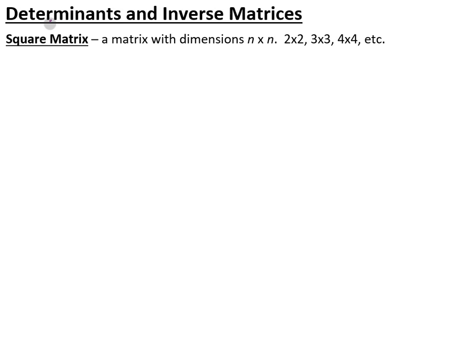All right, so today we're going to be learning how to calculate a value called the determinant of a matrix and how to find the inverse of a matrix. Now both of these things can only be done for square matrices. So what is a square matrix? It's a matrix with dimensions of n by n, so the same number of rows and same number of columns. A 2 by 2, 3 by 3, 4 by 4, etc.